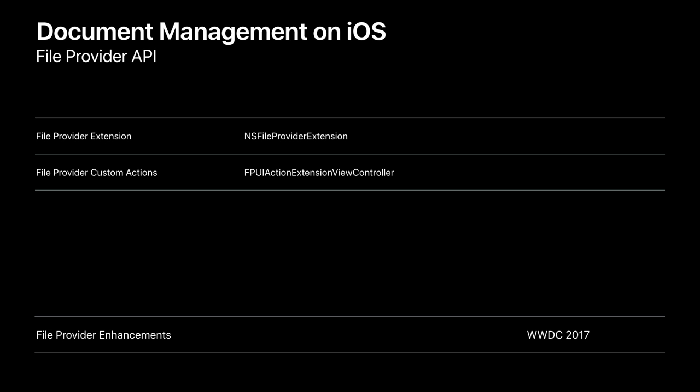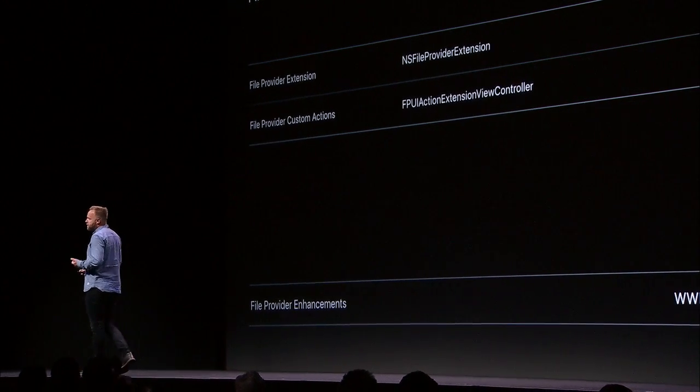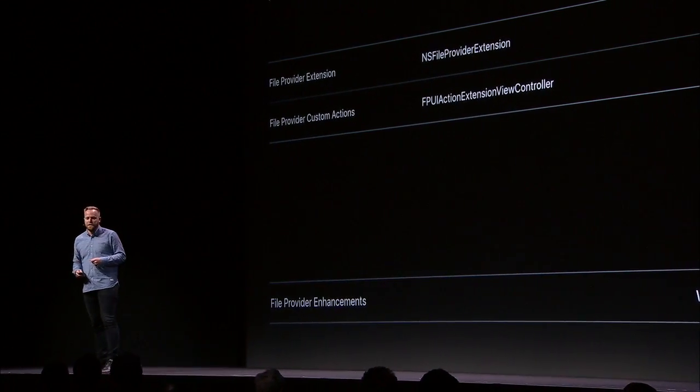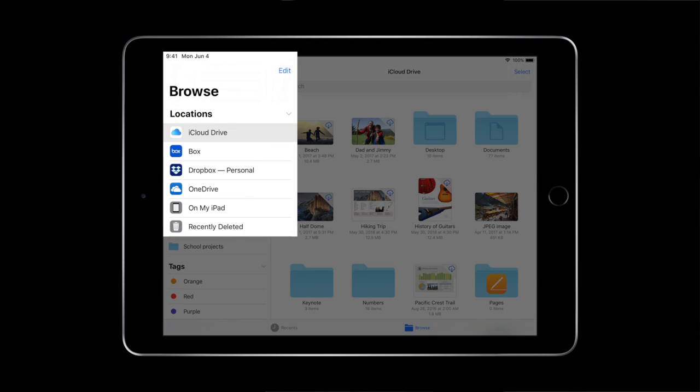There's also API for cloud vendors. This is called the File Provider API. You use this to write file provider extensions and also custom UI actions, including the account sign-in screen. For application developers, you don't need to use this API for people to access your files. So when you write a file provider extension, it will appear in the Files app and in UI Document Browser View Controllers under the Locations tab, or the Locations section.